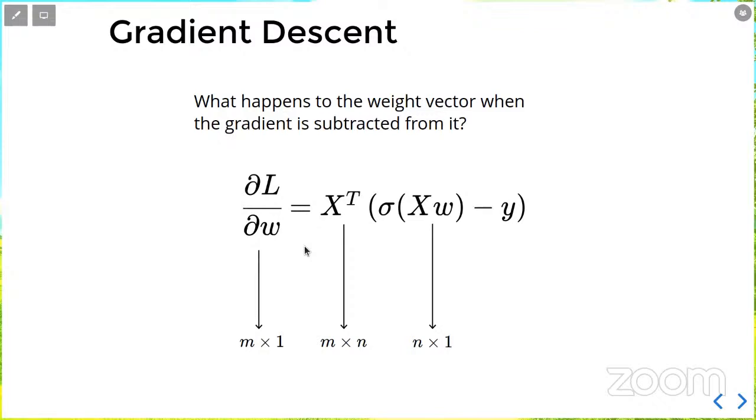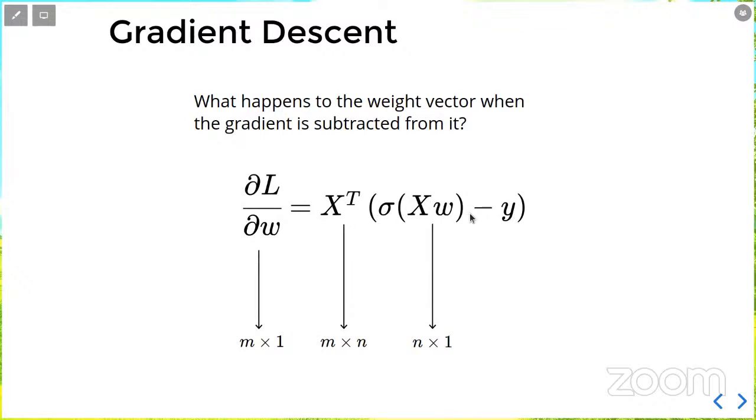So for gradient descent, this is how the gradient will look. If you want the detailed derivation, you can refer to these slides, but it's fairly simple. If you remember, linear regression also had something similar: X transpose into (Xw minus y) was for linear regression. For logistic regression, the only change is that it's sigma of Xw minus y.